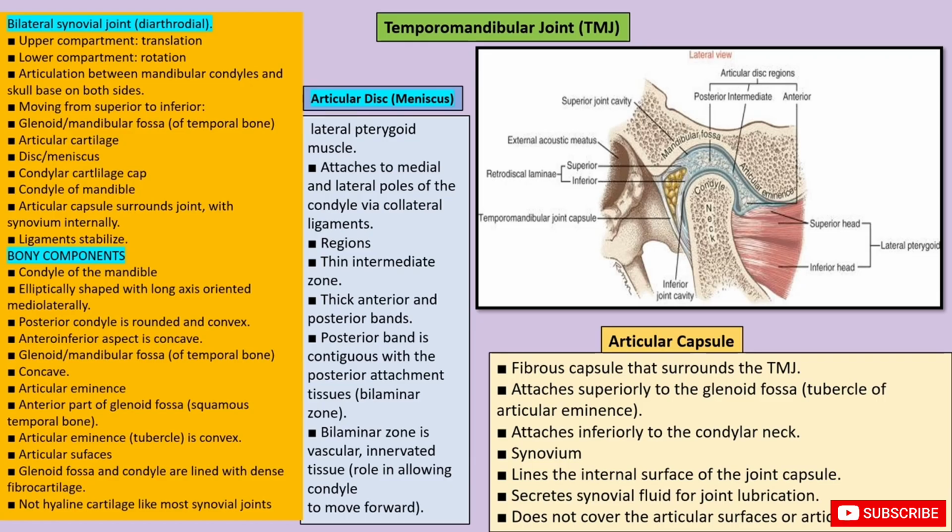Now, the articular disc, as we know, is a very important structure. It's a fibrocartilaginous biconcave disc and lies between the condyle and the mandibular fossa. And this is the one that divides the joint cavity into superior and inferior.